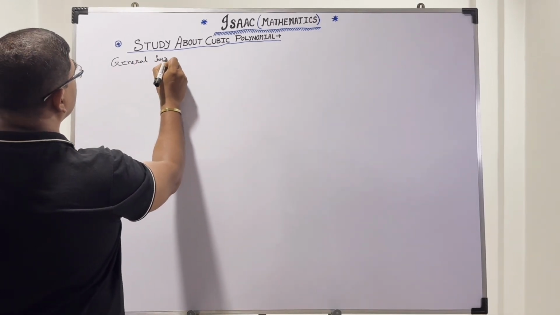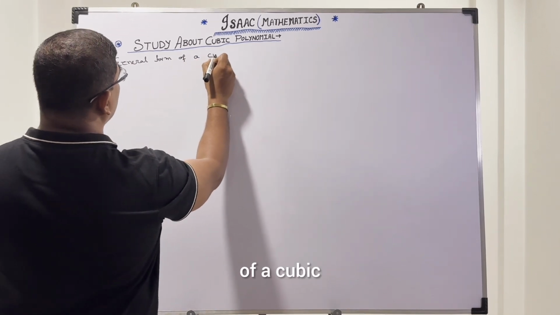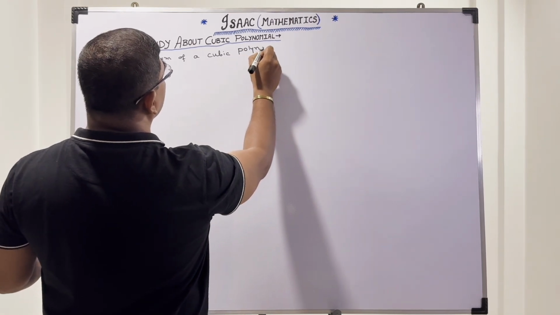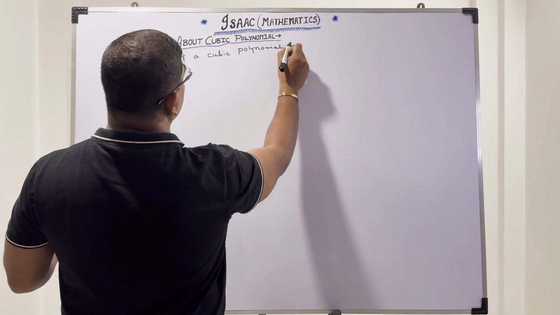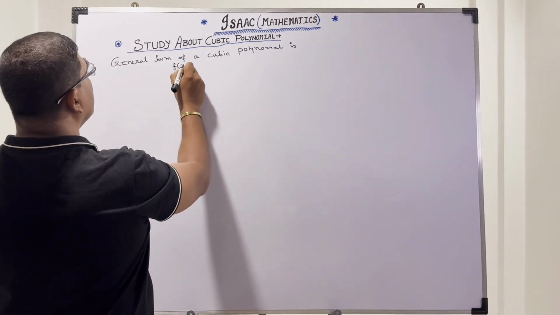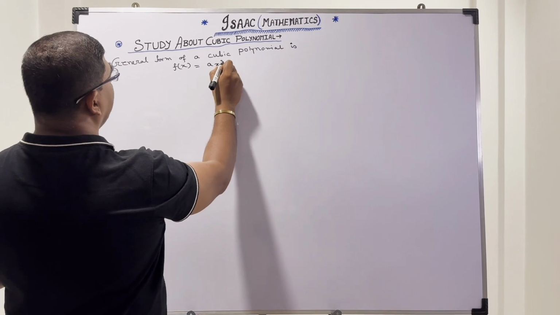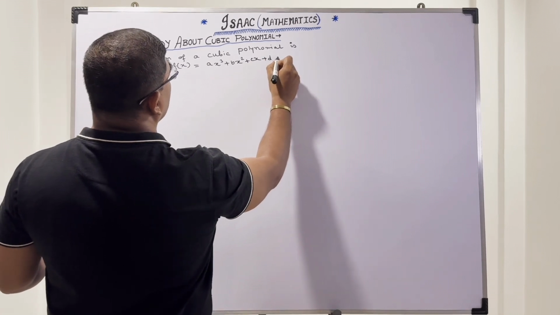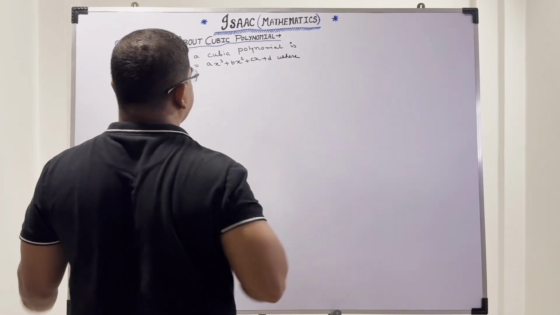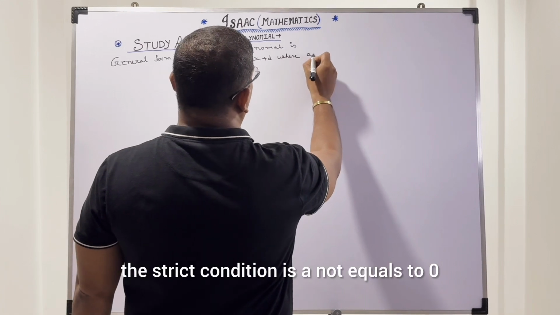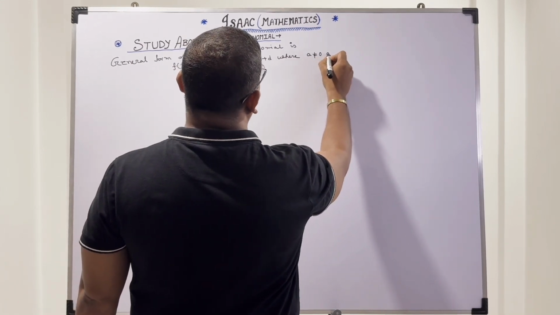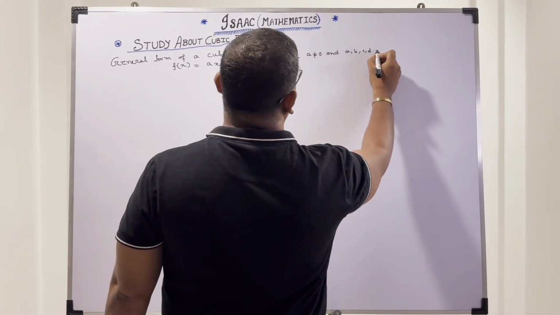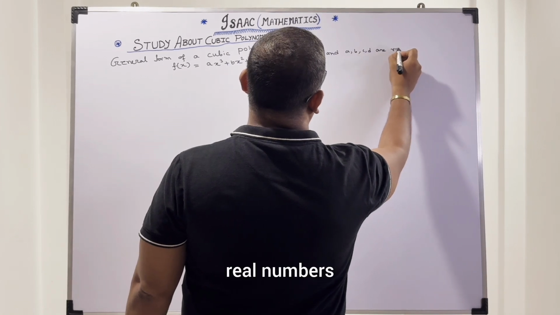General form of a cubic polynomial is f of x equals to ax cube plus bx squared plus cx plus d, where the strict condition is a not equals to 0 and all a, b, c, d are real numbers.